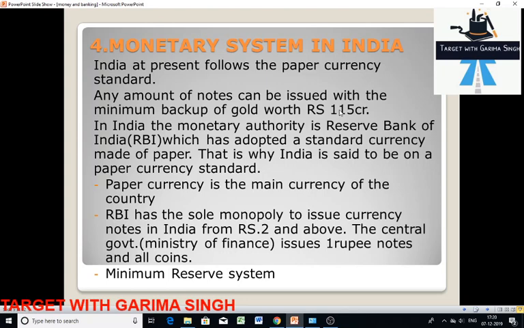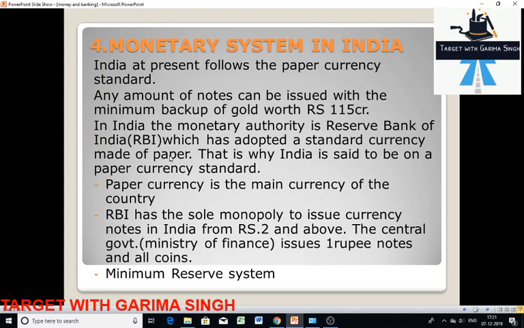Remember, monetary standard is the type of standard money used in an economy. It is legal money through which the government discharges its obligation. The standard money which is used in India is made up of paper. In India, the monetary authority is the Reserve Bank of India, which has adopted a standard currency made of paper. That is why India is said to be in the paper currency standard.